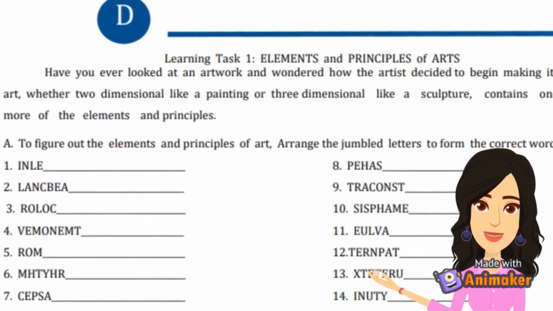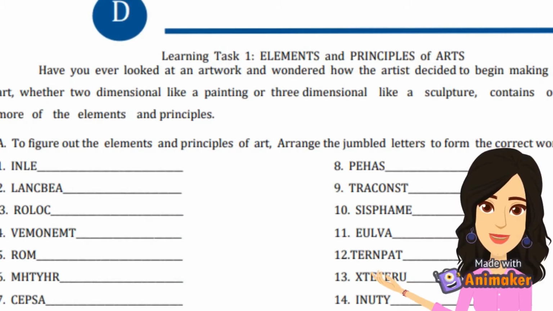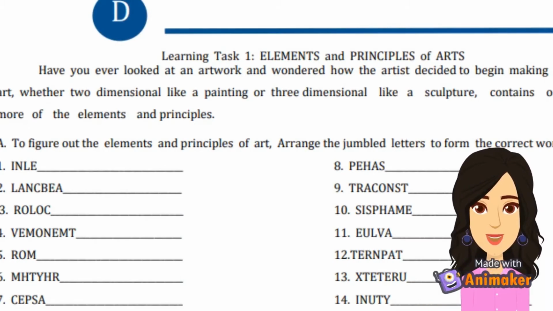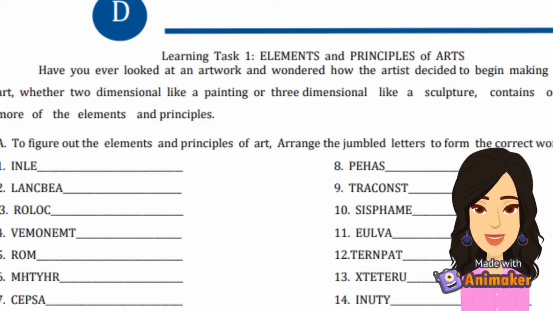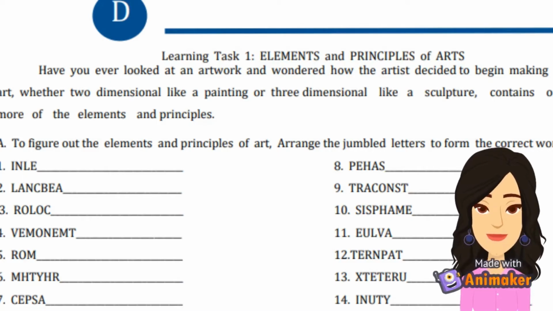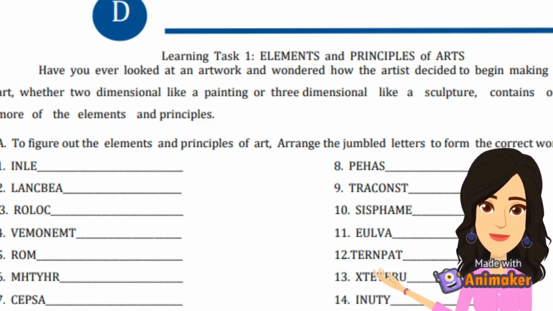Now, let's proceed to your Written Work 1 in Arts. On one whole sheet of paper, answer Learning Task 1, page 5. Please read the directions carefully. You have to figure out the elements and principles of art, and then arrange the jumbled letters to form the correct word.